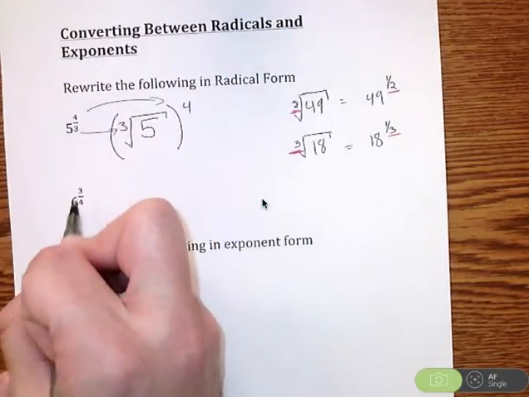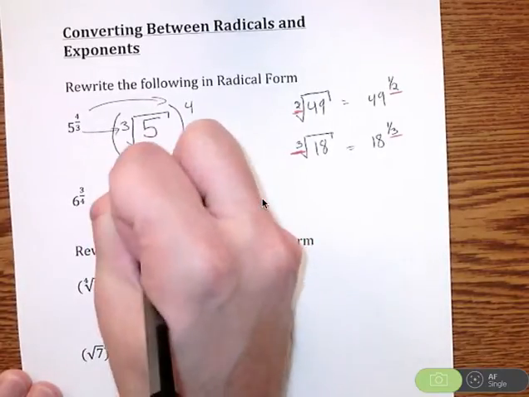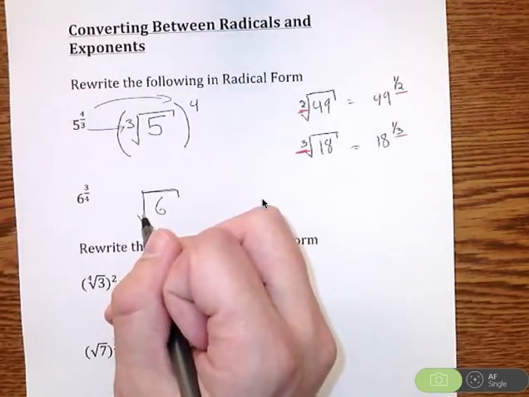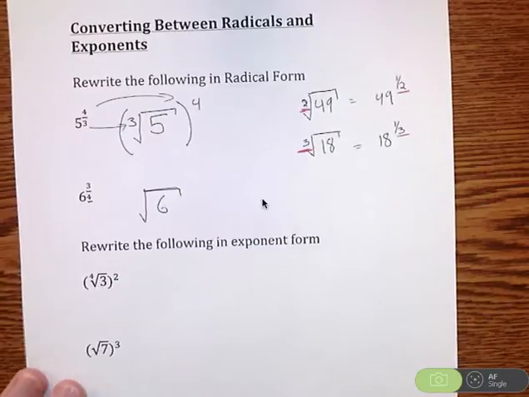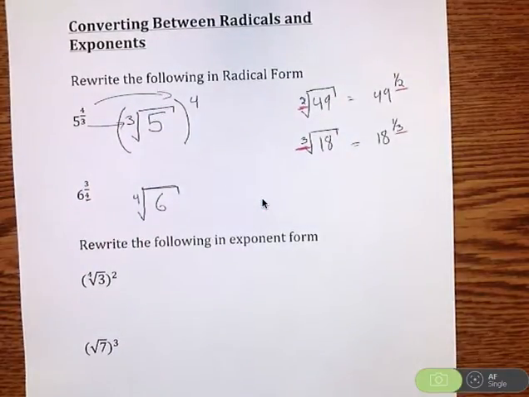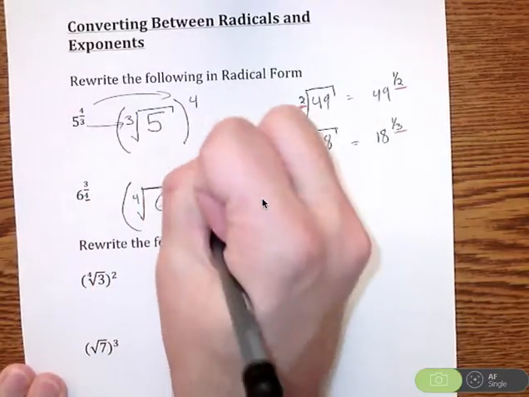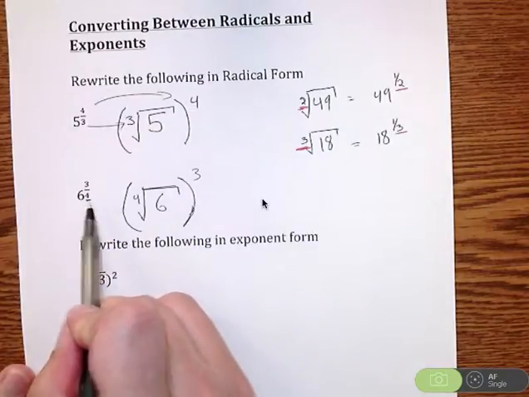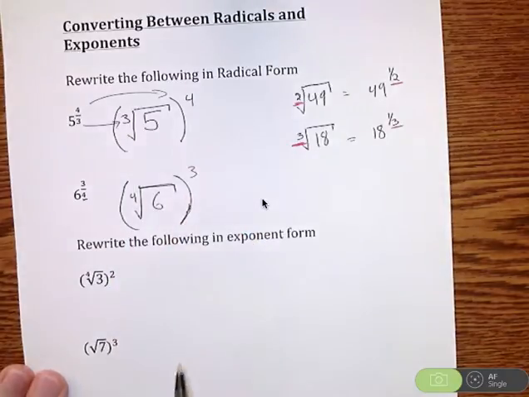Another example, 6 to the 3/4 power. So inside of my radical, I'm going to still have 6. Now I need to figure out what root this radical is. The denominator of that fraction is 4, so we're going to put a 4 here. The only thing left to do is figure out where that 3 goes, and that's going to go on the outside. Again, for the visual people, the 4 on the bottom is the root, and the 3 is up top.